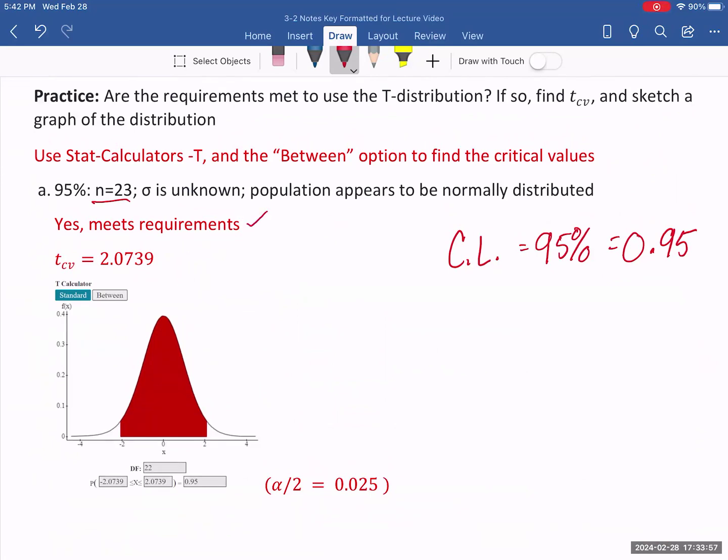So it meets the requirements. And then we've got this graph shown here in the answer key, but let me pull up StatCrunch too, and we'll show them how to do this in StatCrunch.